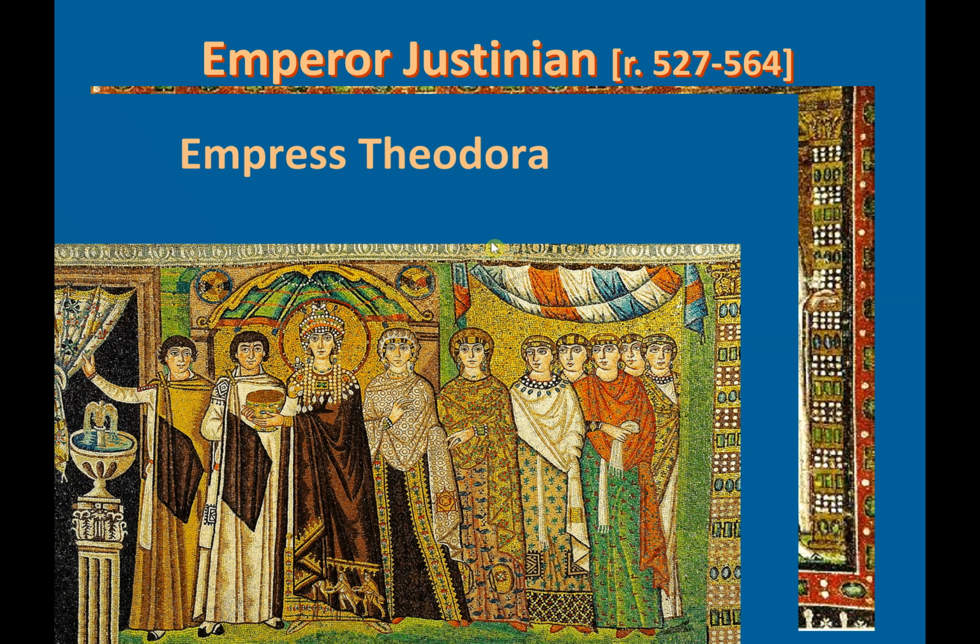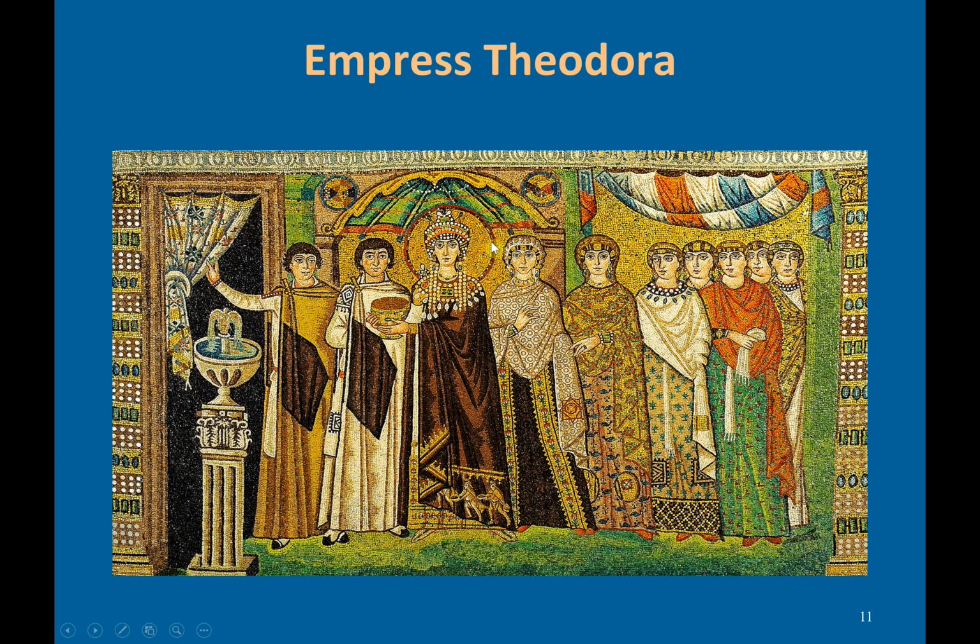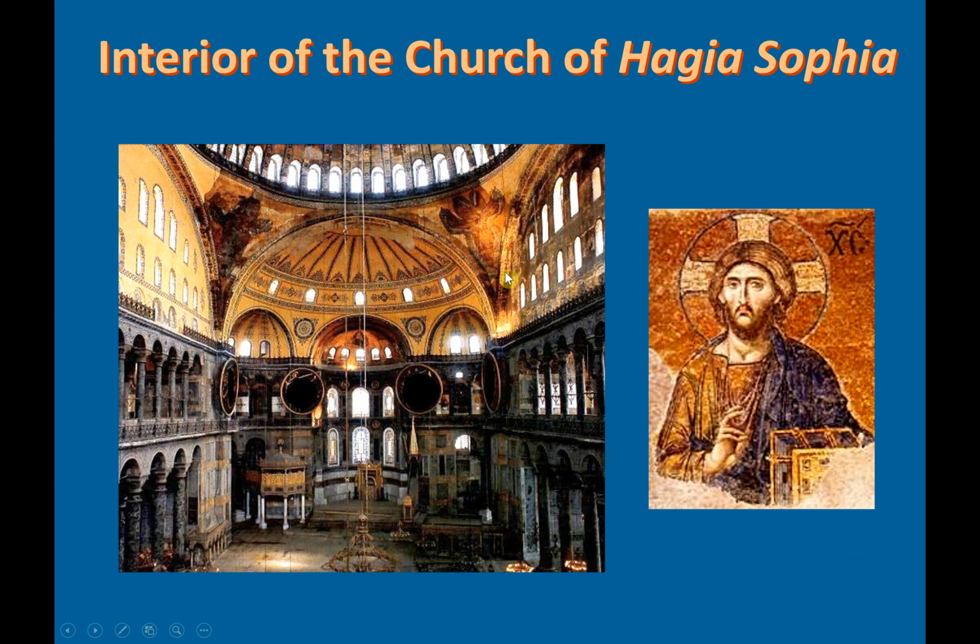This is another mural depicting Empress Theodora, which is on the opposite side of the mural depicting Justinian. This one portrays Theodora with her attendants. As we can see, she's wearing royal purple and an elaborate headdress and jewelry to signify her importance.